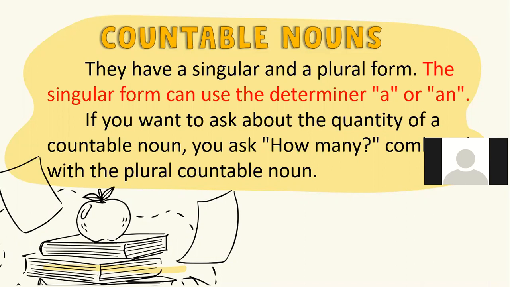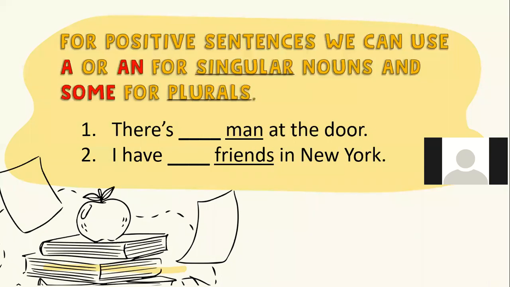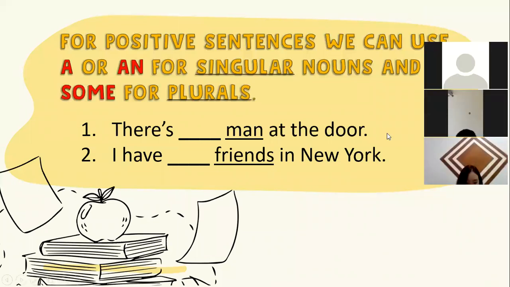Or what we also call indefinite articles rather. Okay, I have here an example for positive sentences, or what we call affirmative sentences. We can use a or an for singular nouns and some for plurals.